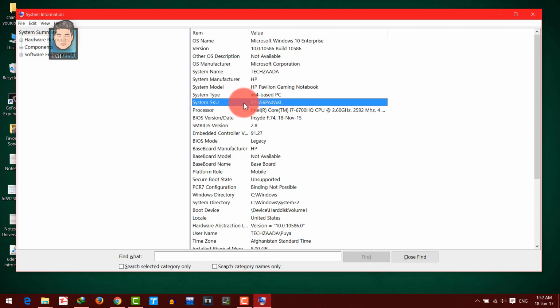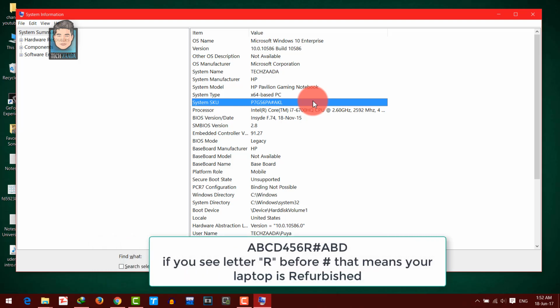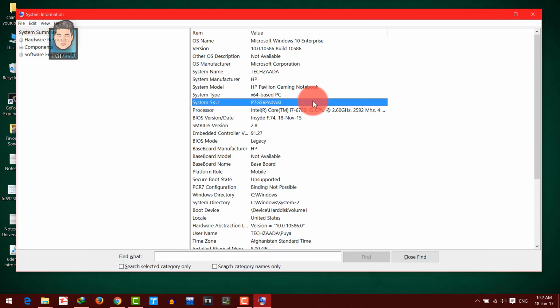In this product number, you have to look for R before the hash symbol. If there is an R before the hash symbol, that means your laptop is refurbished. If there isn't any R before the hash symbol, that means your laptop is original. My laptop is original. As you can see, there is no R before the hash symbol. That means this laptop is 100% original.